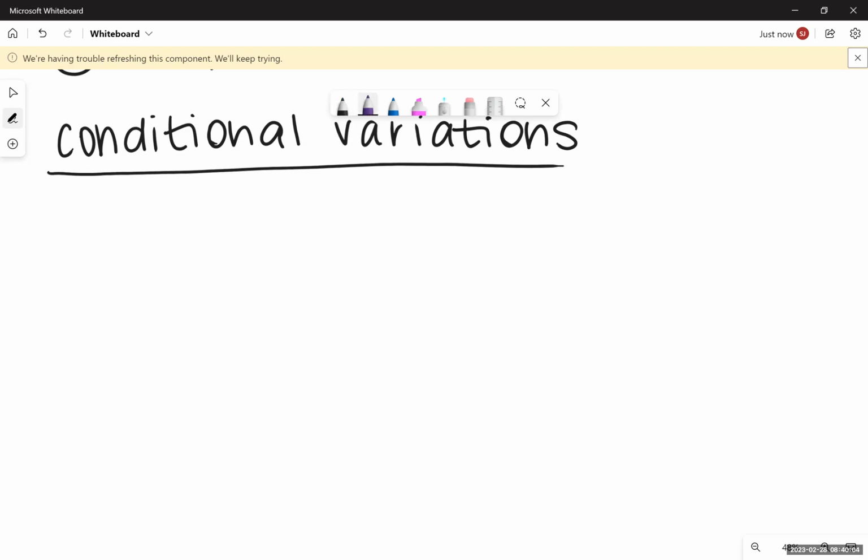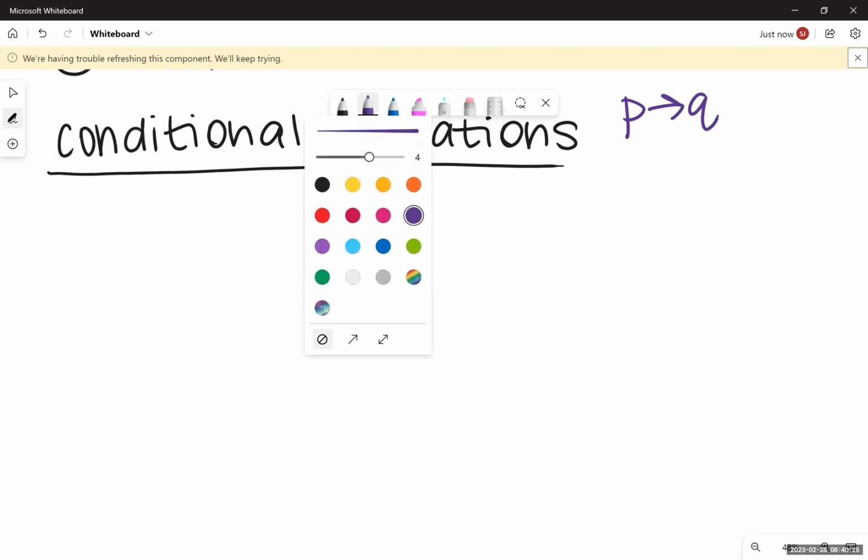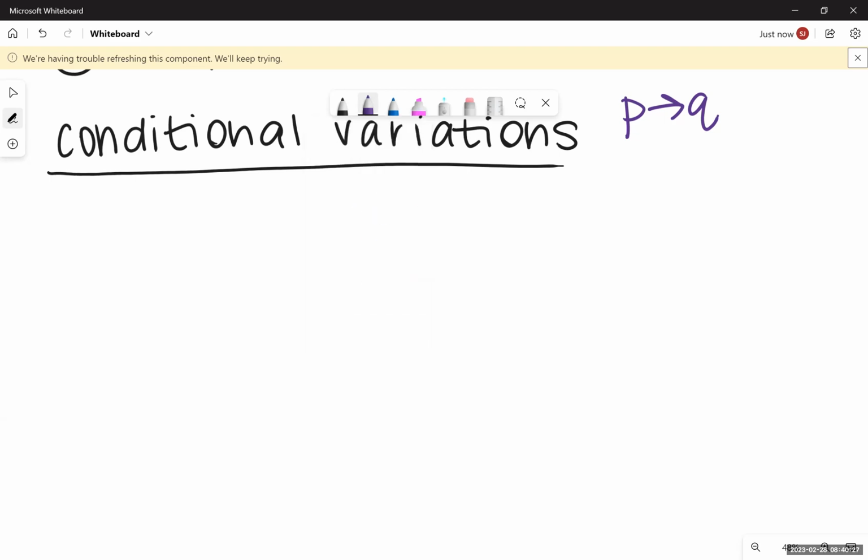Our conditional statements are what? If P, then Q, right? That's like the OG. That's the mother, the parent statement. That's how it begins. That is a conditional statement. Now let's talk about the different variations of conditional statements. The first one that we have is called a converse.